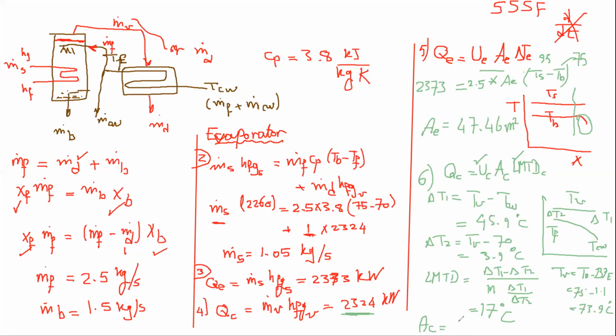Who can give me this number? What was the overall heat transfer coefficient? UC is 2. Is it 68.35? Yes, it is 68.35 meter square. This is the requirement number 6 here.